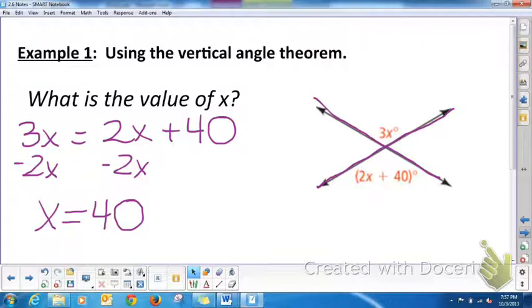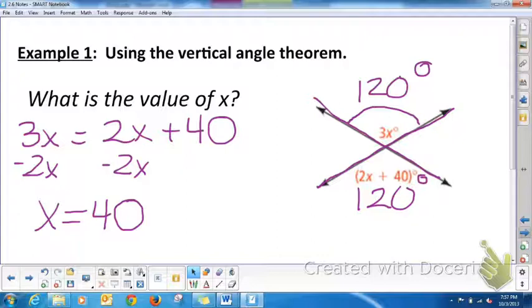Knowing what the value of x is, we can then substitute it in to find the measure of each of these angles. If this angle is 3 times x, 3 times 40 would be 120 degrees. We know these are vertical angles, so we know that they should come out congruent. We could substitute in the value of x for the lower angle. 2 times x, 2 times 40 is 80, plus 40 is 120. Vertical angles are congruent.